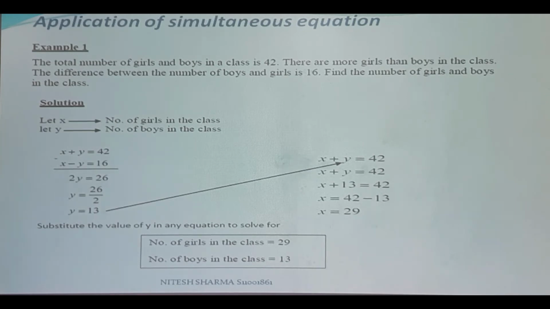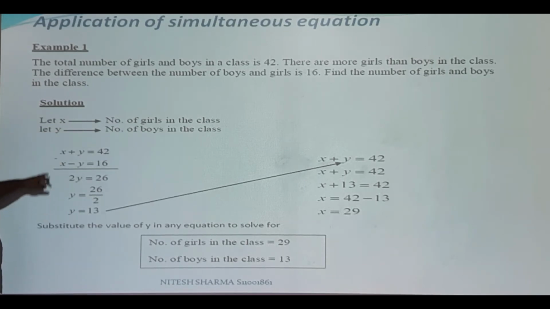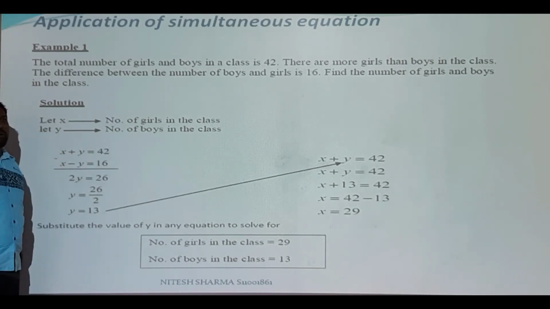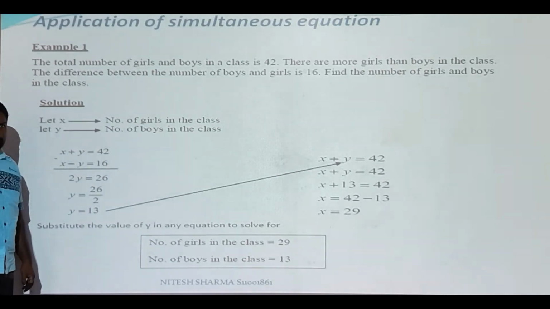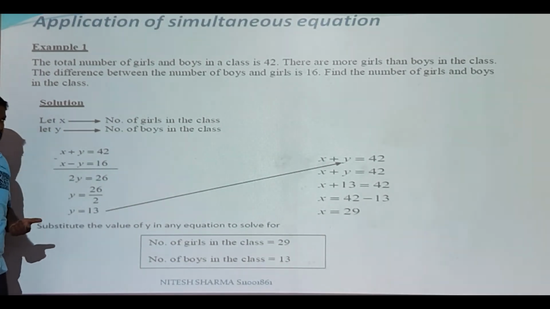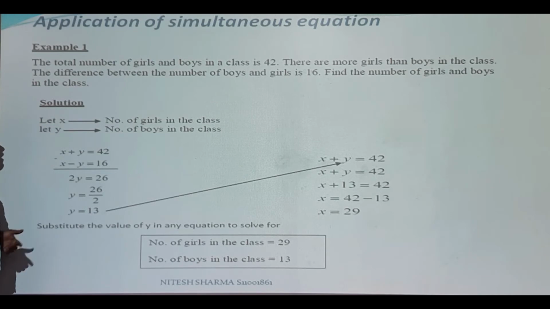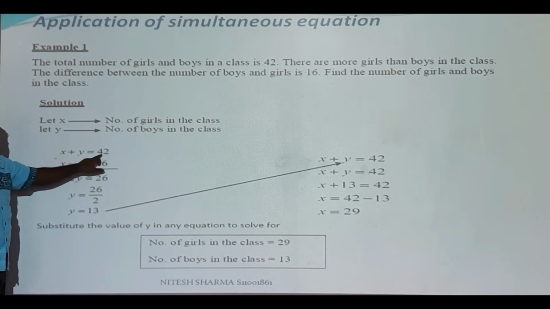So, let me choose a variable. I have taken x as the number of girls in the class and y as the number of boys in the class. That's the first step. Second step is the formation of the equation. Now if you read the first part of the question, the total number of girls and boys in the class is 42. So taking x as the number of girls and y as the number of boys, my first equation is x plus y equals 42.